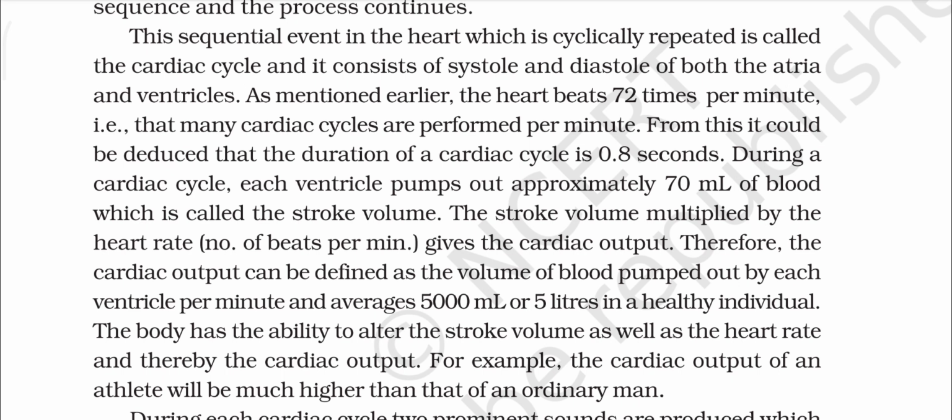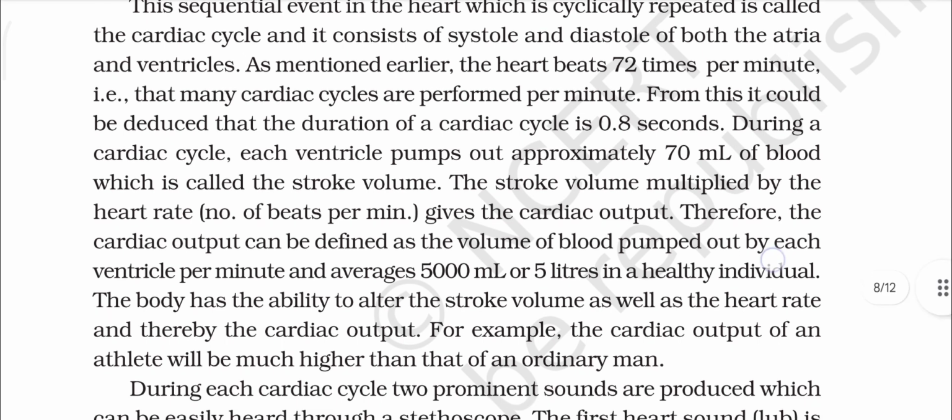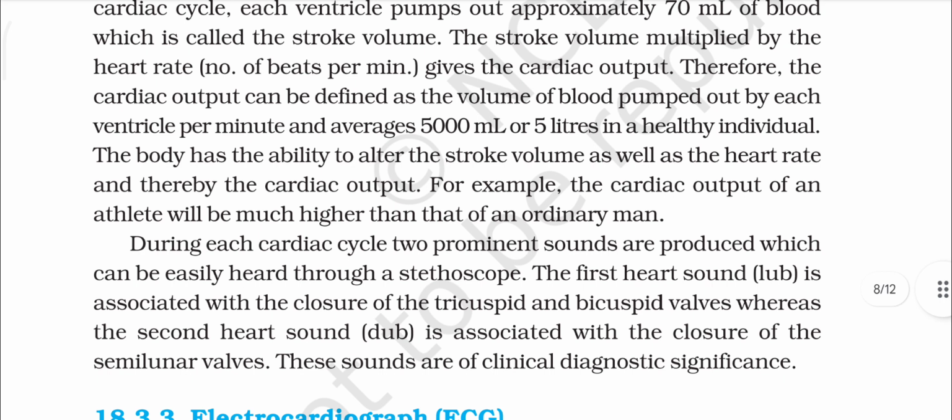Stroke volume कितना होता है? 70 ml. The stroke volume multiplied by the heart rate, number of beats per minute, और एक बीट्स पर मिनट कितना होता है, 70 to 75, gives the cardiac output. Therefore, the cardiac output can be defined as the volume of blood pumped out of each ventricle per minute, average 5000 ml or 5 liters.